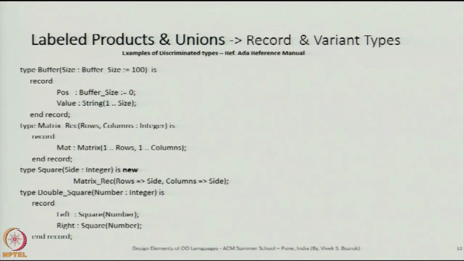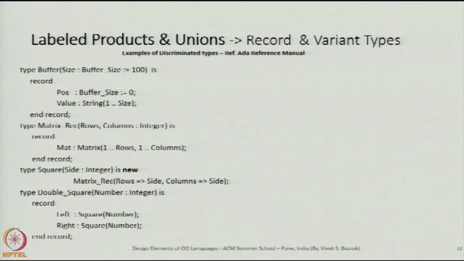Now, if you observe here, I am using one more, and we will talk about this before we talk about polymorphism. We will talk about this particular kind of language evolution, type evolution and type system. See, here what we have written is type square side colon integer is new matrix record.